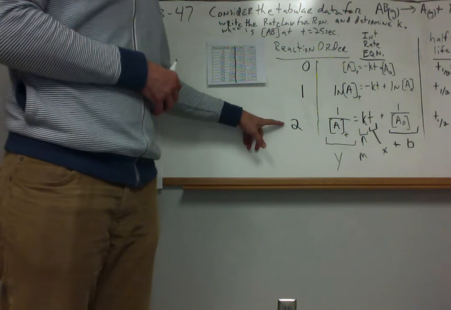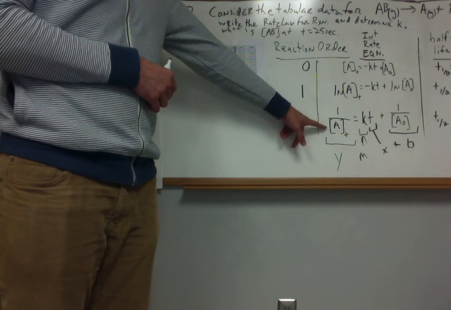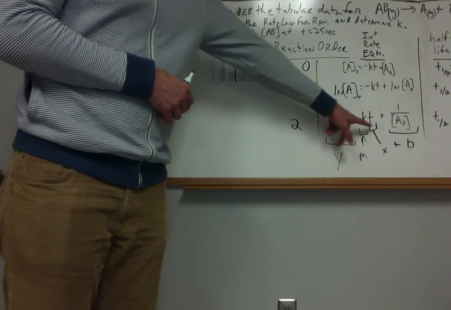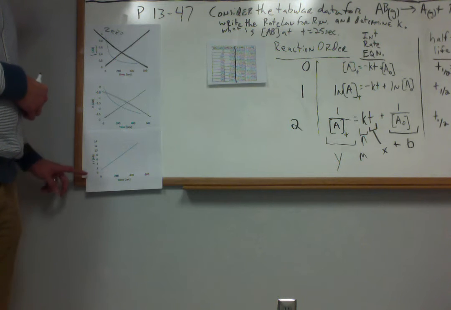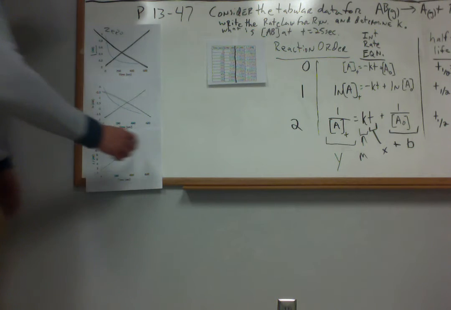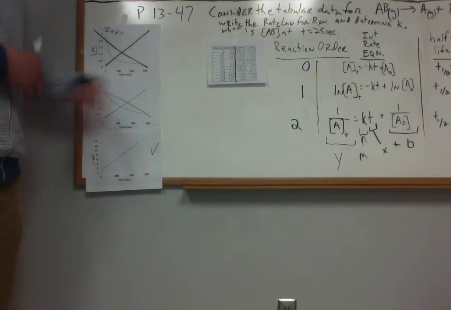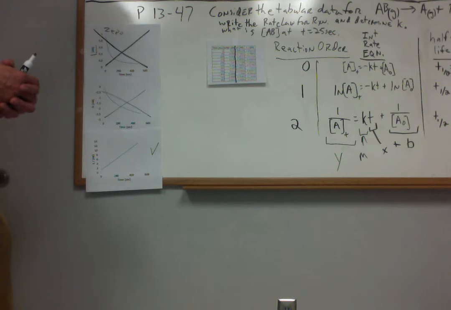So then I consider the second order in AB case. What I've done here is I do 1 over A, the concentration at some point t, and I plot that versus my time. So I do 1 over the concentration as a function of time. And lo and behold, if I do that, 1 over the concentration of AB as a function of time, I get a straight line. So I'll put a check mark there. This reaction, in accordance with the data that I've been given, appears to be a second order process. A second order process in AB.